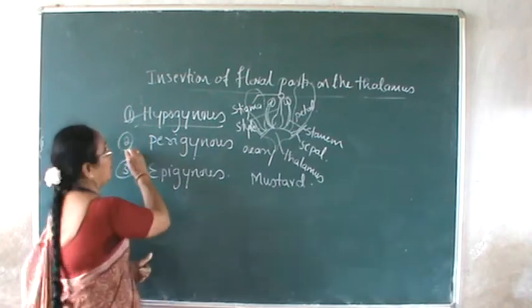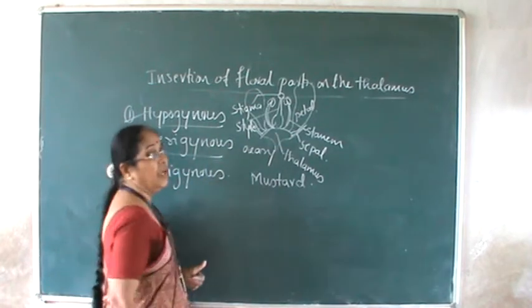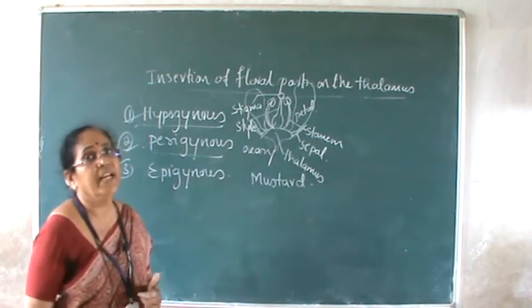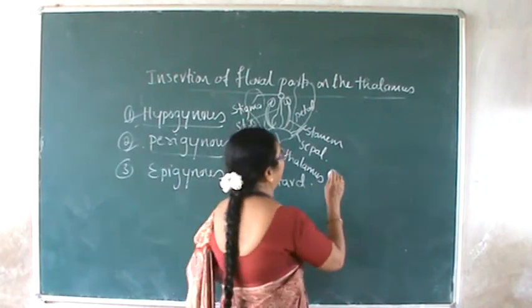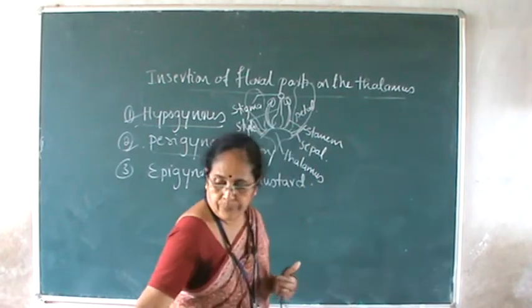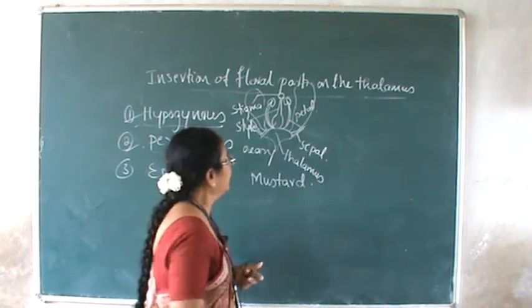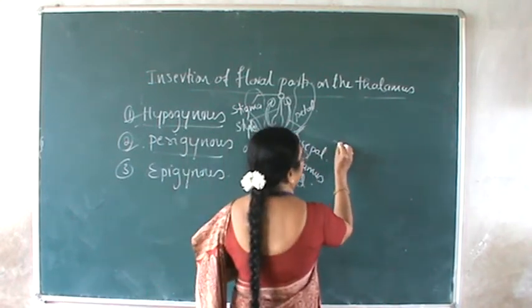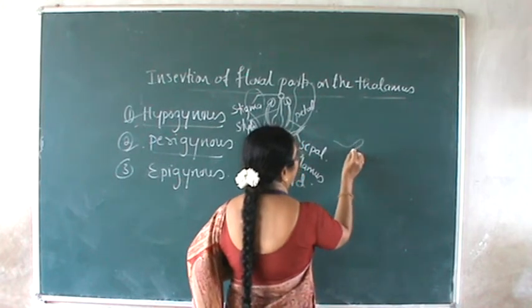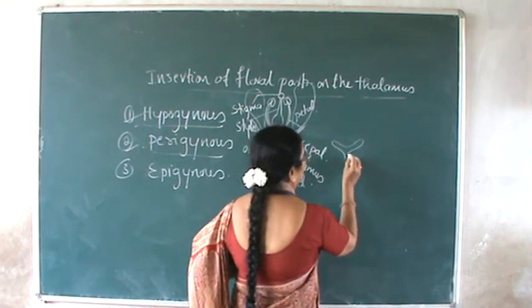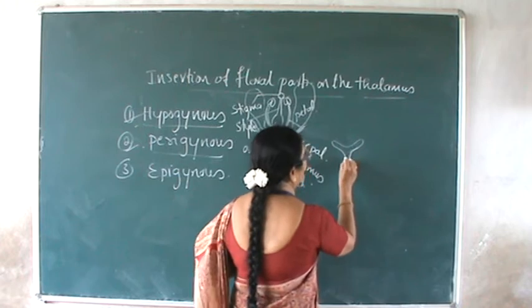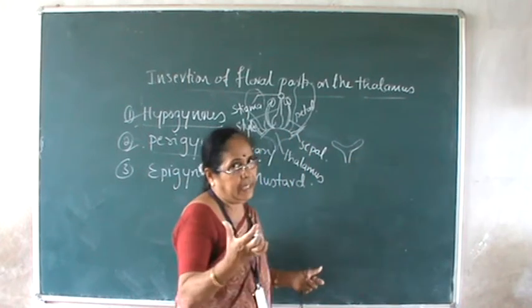Okay. The second one, perigynous flower. Peri means half. In case of a perigynous flower, the thalamus becomes a slight depression holding a concave cup-like structure.